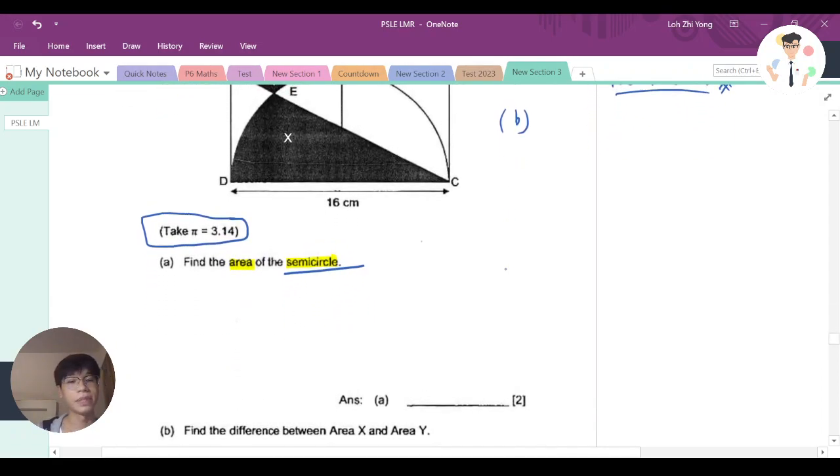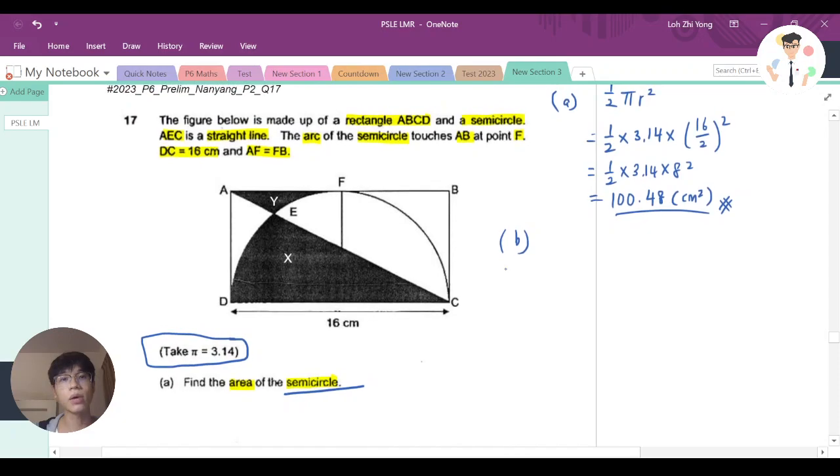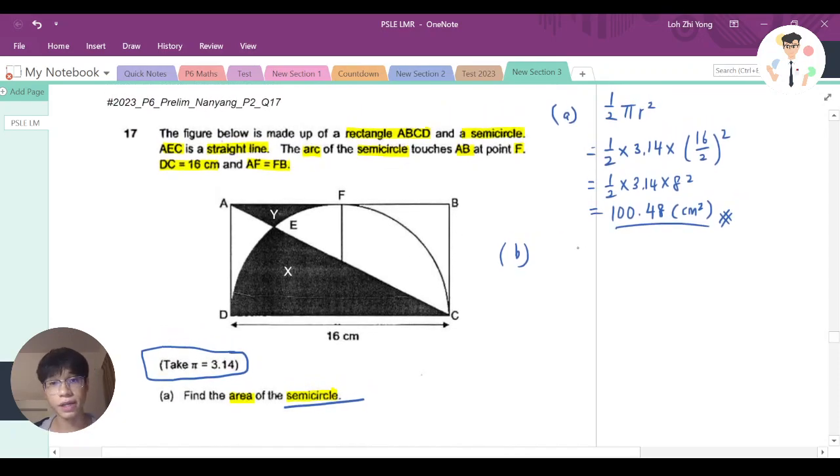Find the difference between area X and area Y. So let me just move up here. Now our next part is to find area X minus area Y, the difference, right? But are we able to find what is area X, what is area Y, then we minus? If you look carefully, it might be tough for us actually to find.